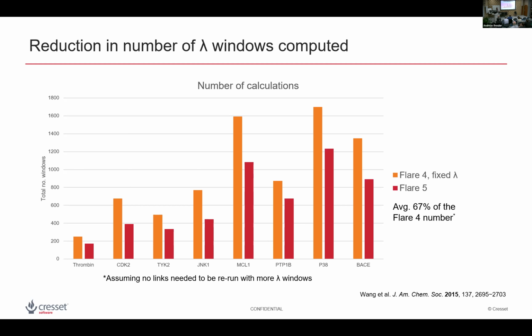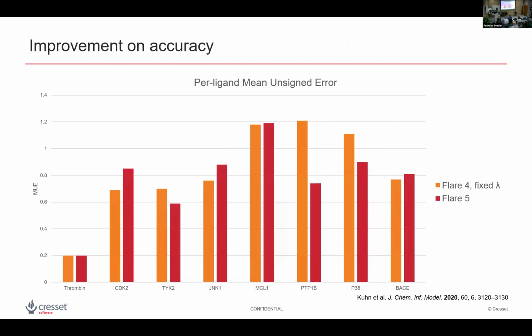So this shows that you accelerate the calculation a lot, since you're not running that many calculations. In terms of accuracy, there is also an improvement in some cases, especially if you see PTP1B and the one next to it, P38, we see that we also fall below the 1 kilocalorie per mole threshold. That is the allowed threshold for free energy calculations, for example. So in general, you also improve the accuracy.